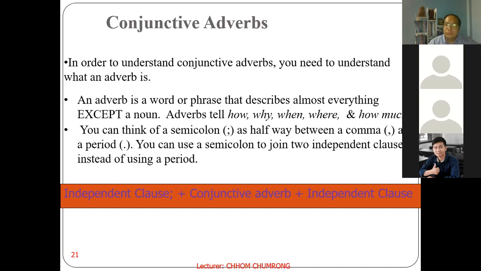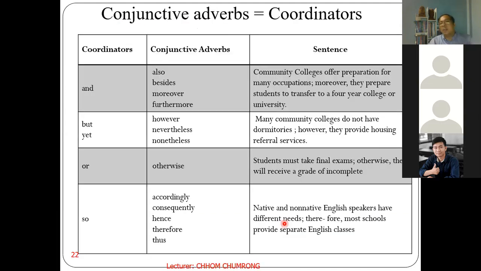Here we use, like, nevertheless, however. I asked about punctuation, so we use a semicolon plus a comma. So when we use the conjunctive adverb, we need one semicolon before it and a comma after it, okay?